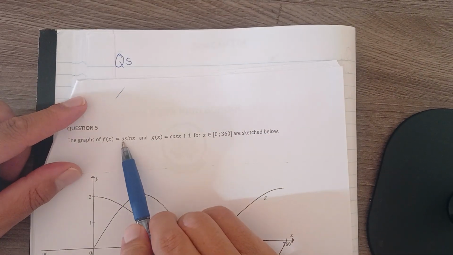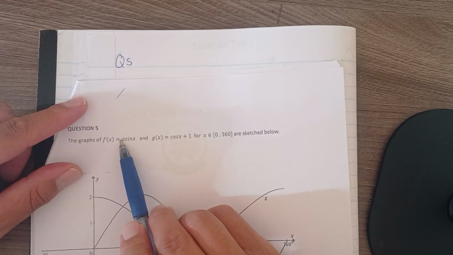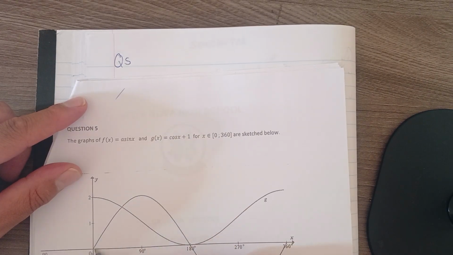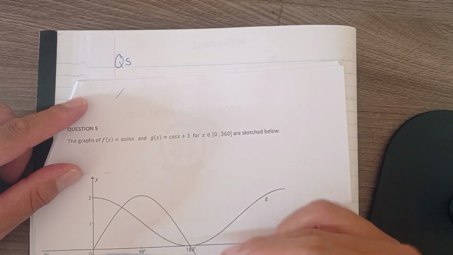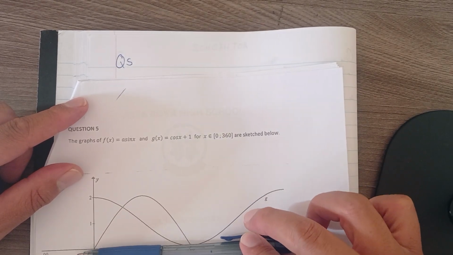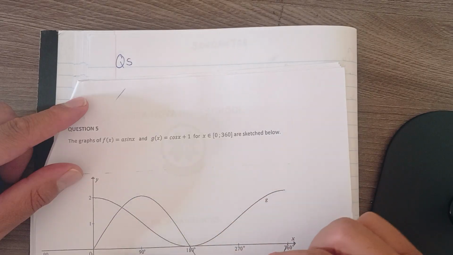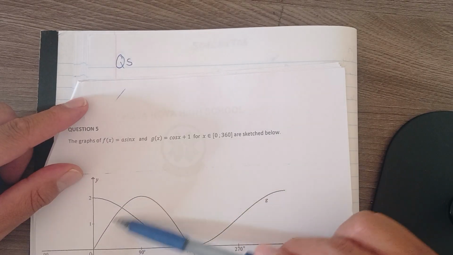So there's a. Now this value is the amplitude, how high and how low the wave goes from the origin. So how high does it go? It goes 2 units up. So a is equal to 2.